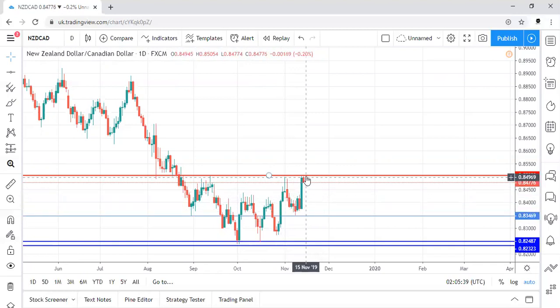It went up to retest our current resistance. So you might think, okay, now maybe we've rejected our resistance, it's going for a sell off, you sell.